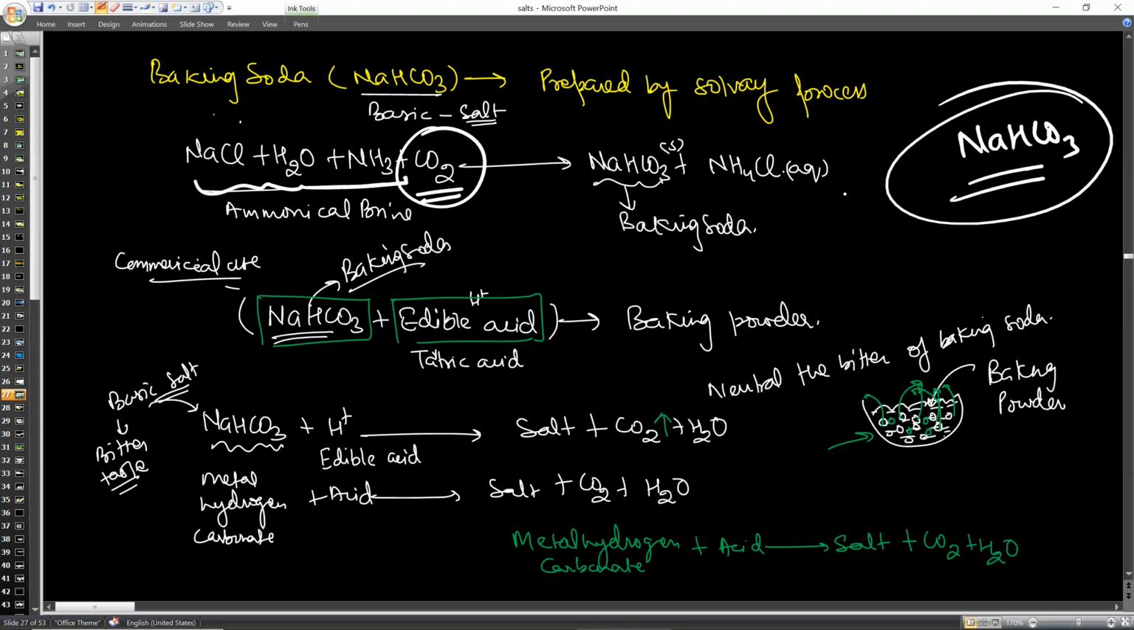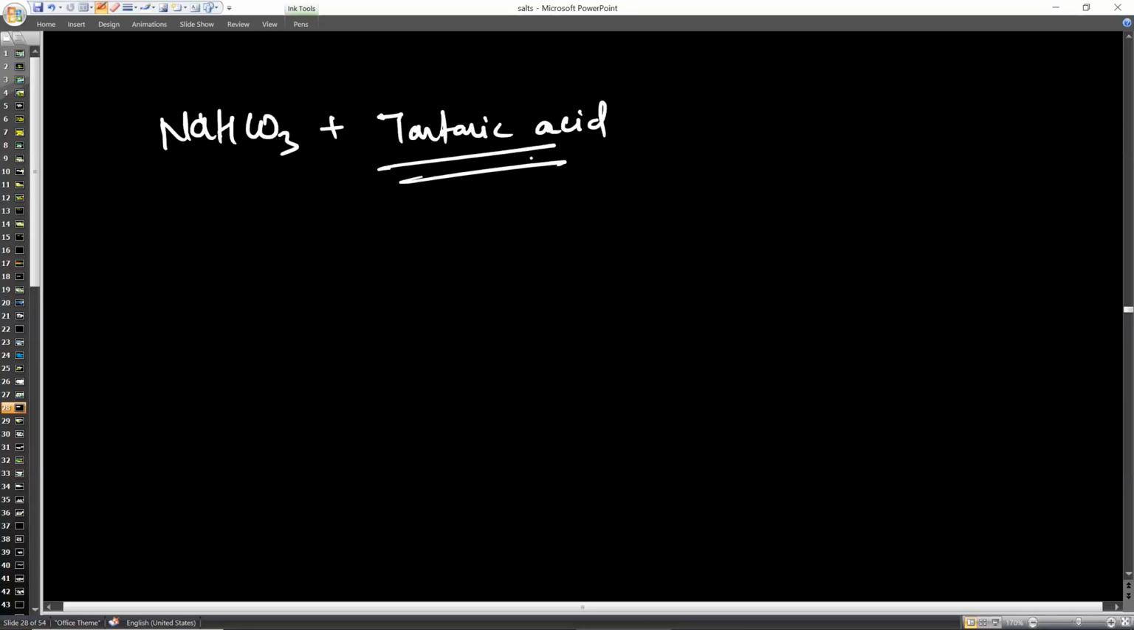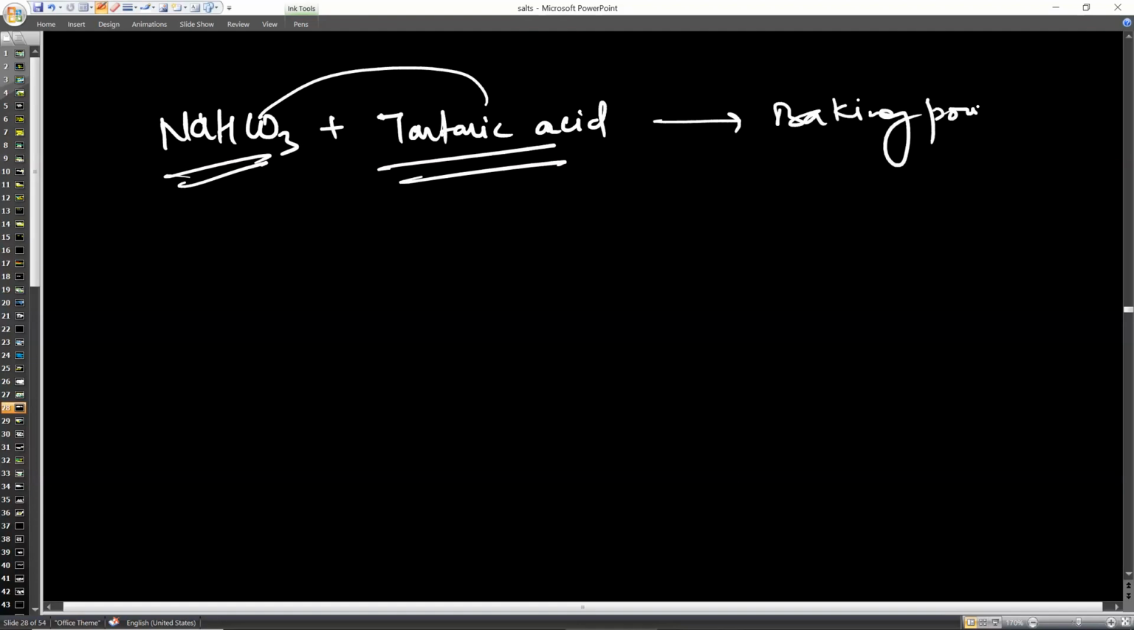In commercial use, when we are using baking soda, sodium hydrogen carbonate, it is added with some edible acid. We call it tartaric acid. This is an edible acid. So when baking soda is added with tartaric acid, it becomes baking powder.